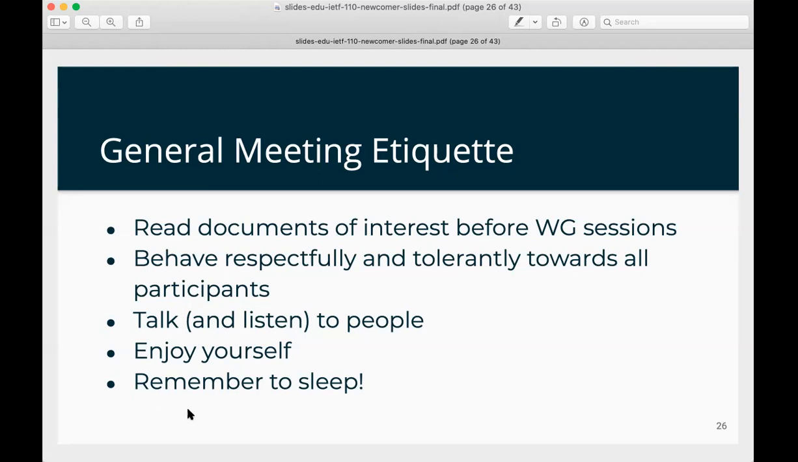Now, this was perhaps less of an issue when we were all meeting from our own homes, but when we're all meeting in a foreign city, sometimes we burn the candle at both ends. It doesn't end well.